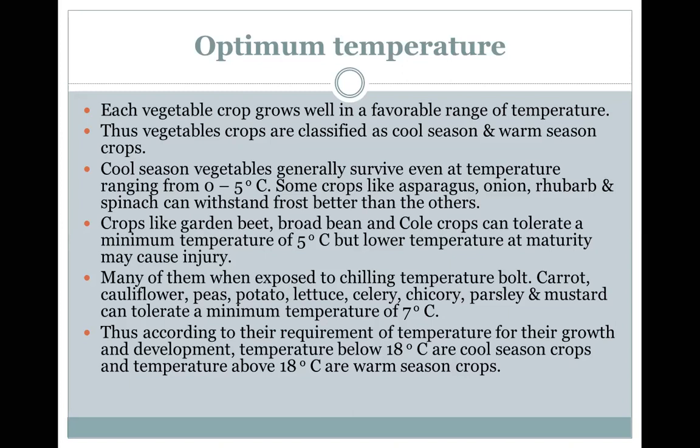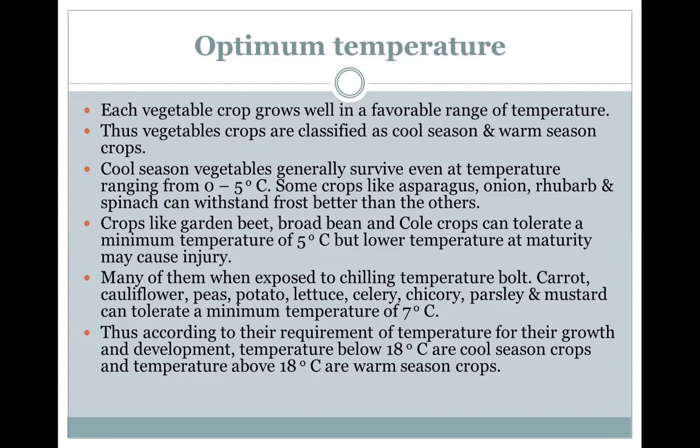So vegetables are classified as cool season and warm season crops. Cool season crops are those which survive even at temperatures ranging from 0 to 5 degrees Celsius, right? At very low temperatures, these crops can survive. Some crops like asparagus, onion, rhubarb, spinach can withstand frost better than the others, right? So some crops can withstand frost also, right?